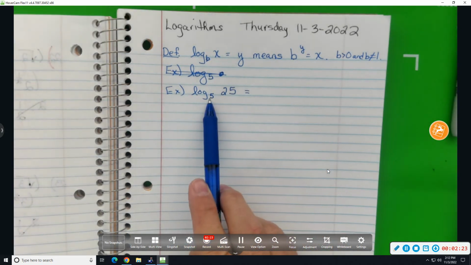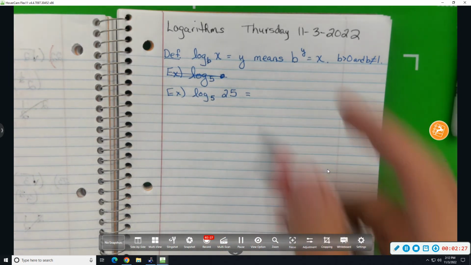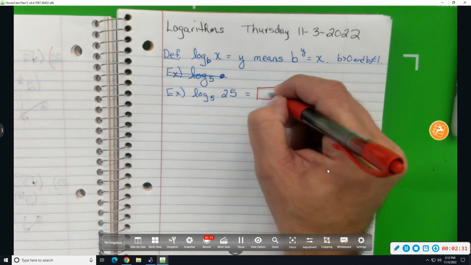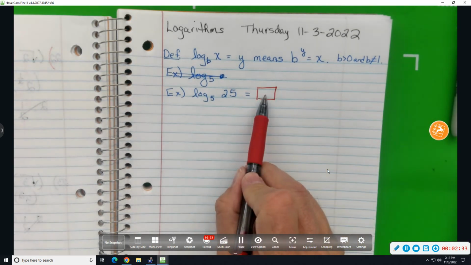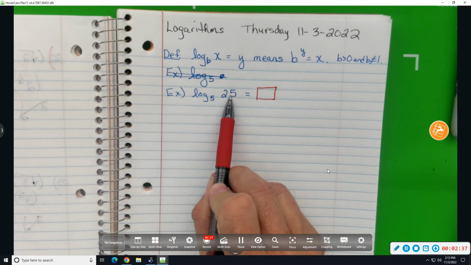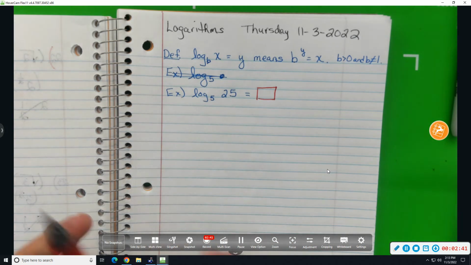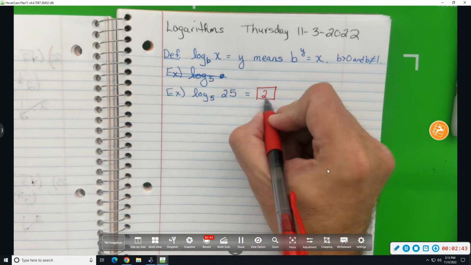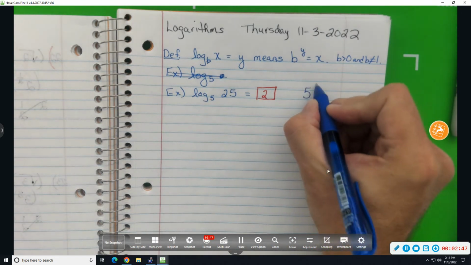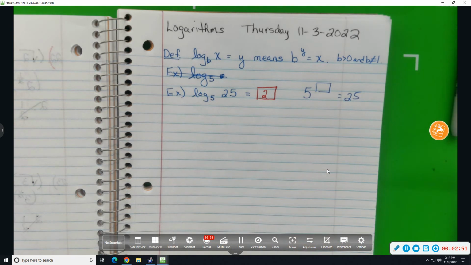The small number here is the base. What you're thinking to yourself is, this number over here is the exponent. What exponent do we put on 5 in order to get 25? 2, okay? The answer here would be 2, and let's write out why. 5 to what power gives 25? A 2.